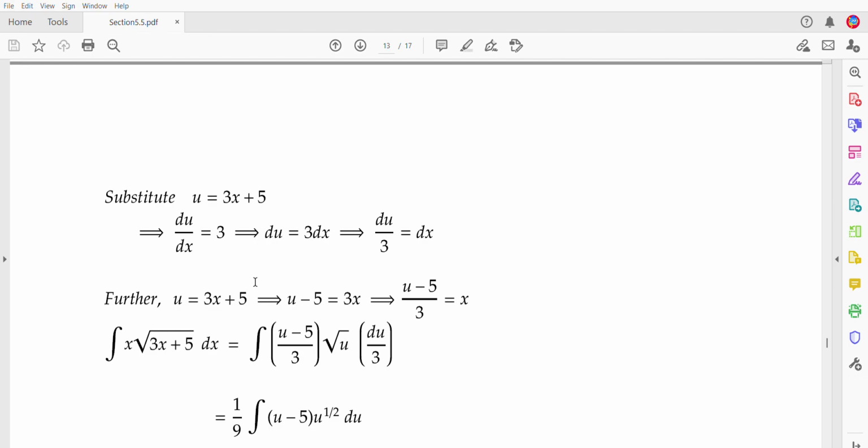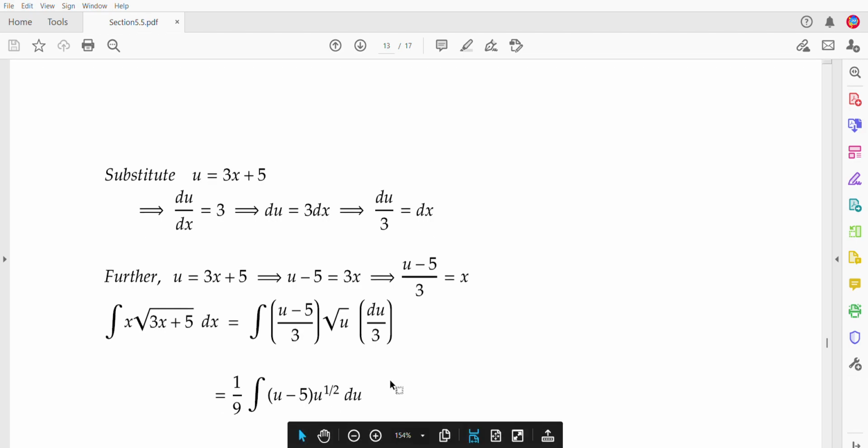So notice that x is still over there. So u minus 5 is 3x. Divide by 3, it's x. So you see, this way, we know this x was going to be left alone, and we somehow managed to get it written in terms of u. So x is u minus 5 over 3. Square root of 3x plus 5 is square root u. dx is du over 3.